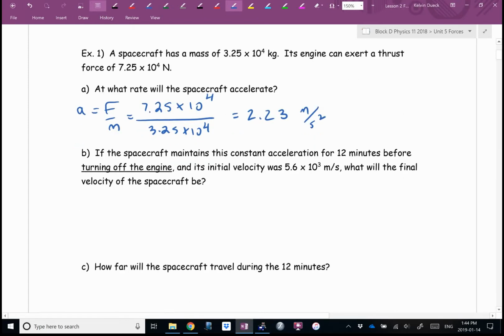If the spacecraft maintains this constant acceleration for 12 minutes before shutting off the engine, and its initial velocity was 5.6 times 10 to the 3 meters per second, hey, Rowan, what's this question asking me to find? I think you're right. VF, right? Okay. What did we find in part A? Yep, let's remember that. What's this right here? 5.6 times 10 to the 3. VI. What's this 12?